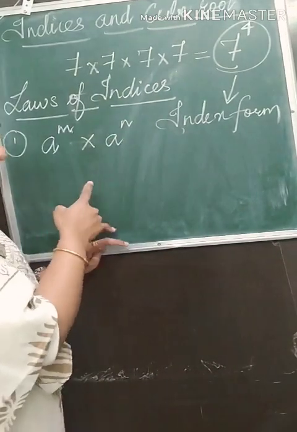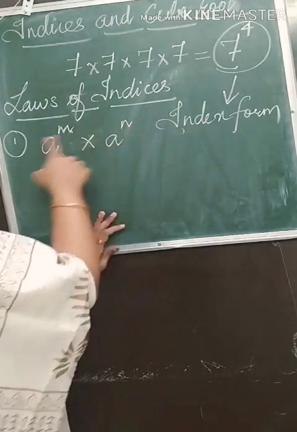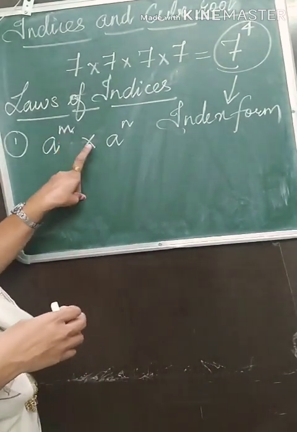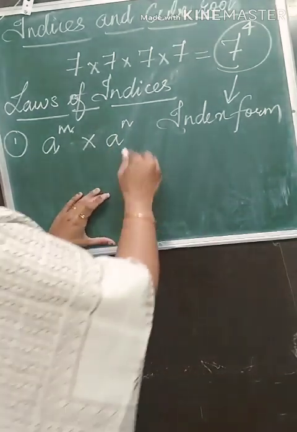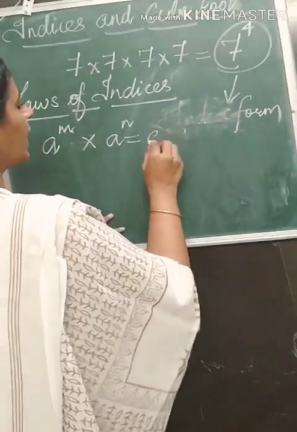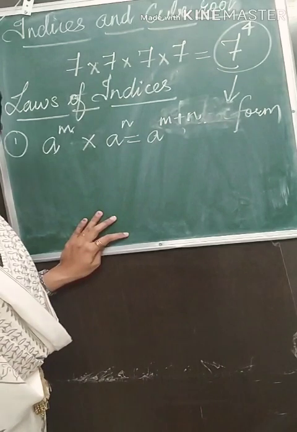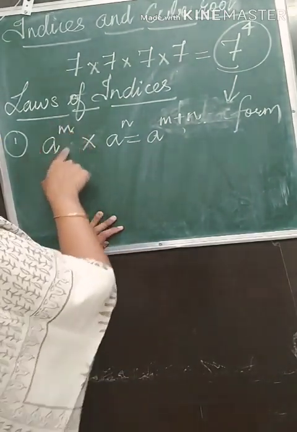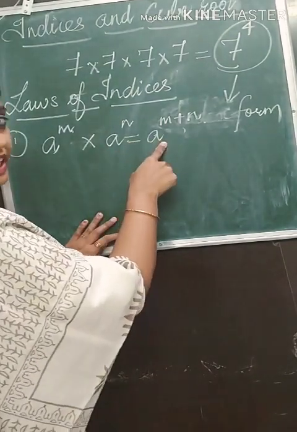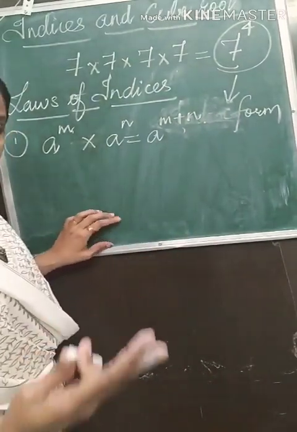What can you see in this form? Both the bases are the same, a, whereas the indices are different. If you have indices in this form, a raised to m into a raised to n, then according to the law of indices, you get the answer as a raised to m plus n. You will add the indices. If you are multiplying a number in index form with another number in index form, and they have the same base, you will get the answer as a raised to m plus n. With an example, you will understand it better.